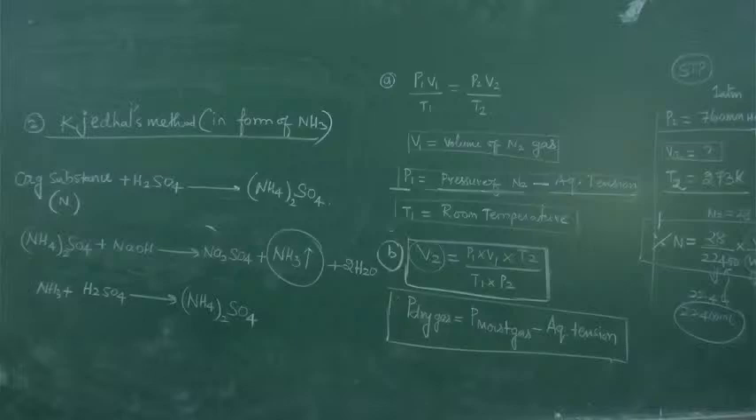First, what you have to do? First, you have to take the organic substance. You have to mix it with sulfuric acid, in the form of ammonium sulfate. Is it clear? If ammonium sulfate is not formed, what can't you do? You cannot estimate nitrogen. Is it clear? So what is the first step?